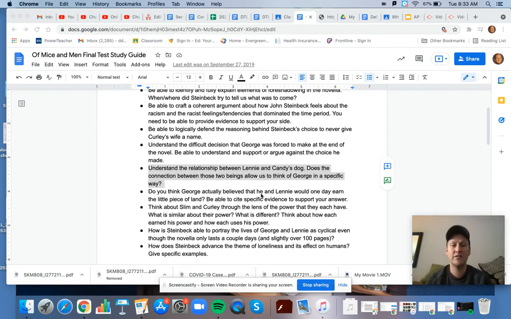Remember that dynamic characters are characters who grow, change, develop, or show the ability to adapt their behavior with given circumstances. In this case, George is learning from Candy's mistake. And so George takes responsibility for Lenny and his responsibility to Lenny by doing something that Candy did not do for Candy's dog. That makes George a dynamic character. It makes George somebody who we can say, yep, he definitely learned from the mistake that Candy made.